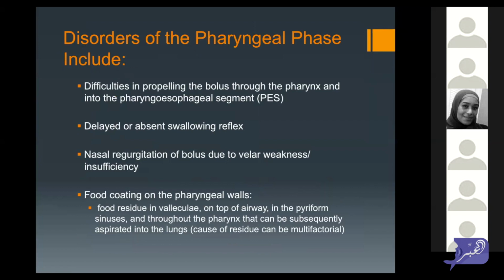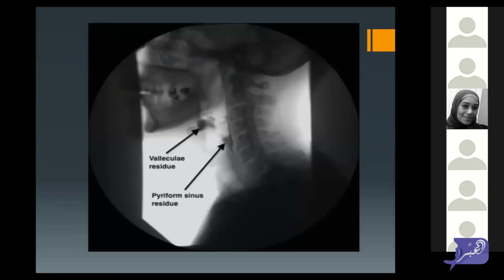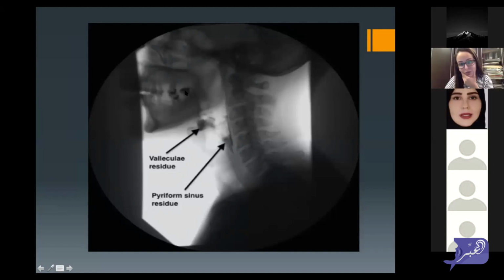And food coating the pharyngeal walls. What I want to show you in this next diagram is this. So the food coating on the pharyngeal wall. When we swallow, if you appreciate this diagram, these are the teeth. These are probably just some fillings within a tooth. That's another molar maybe. That's the hard palate right there.